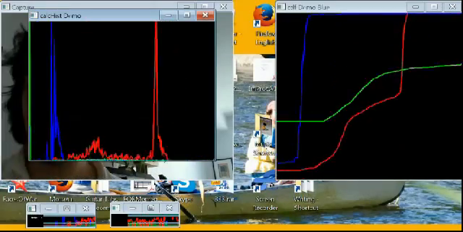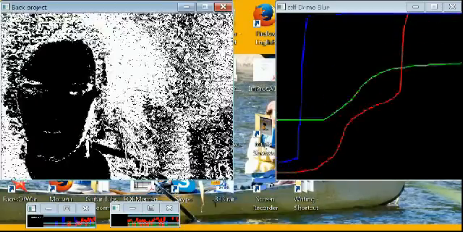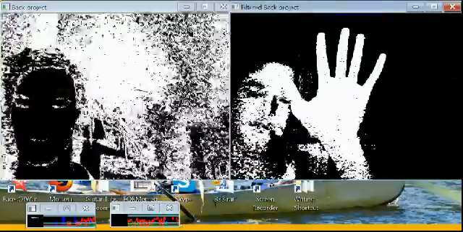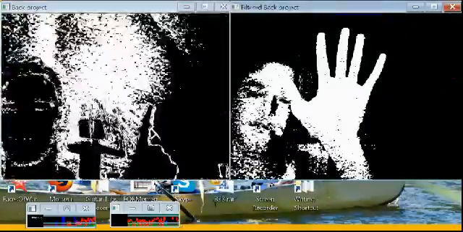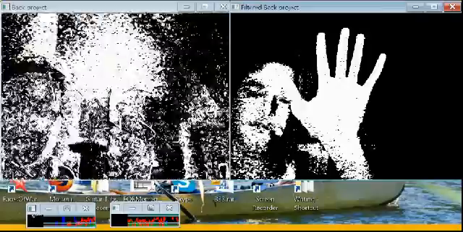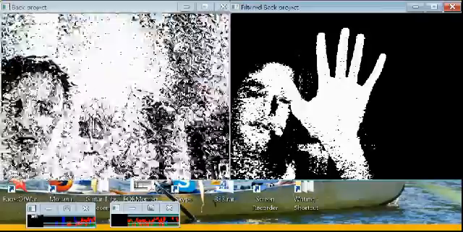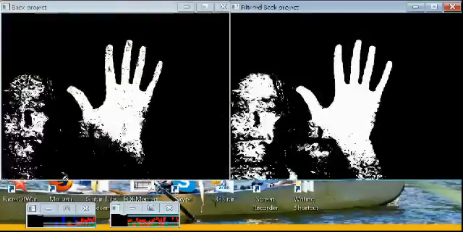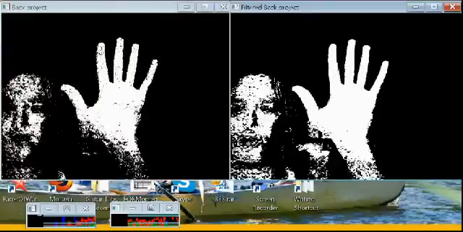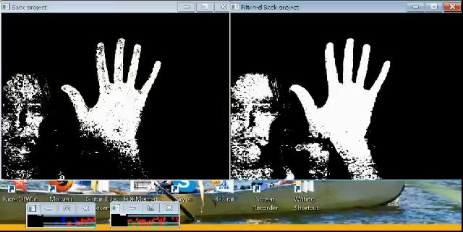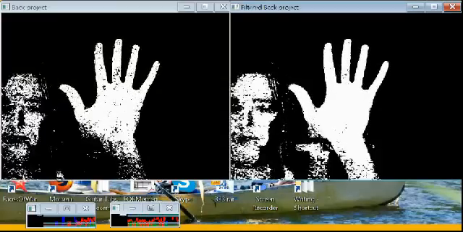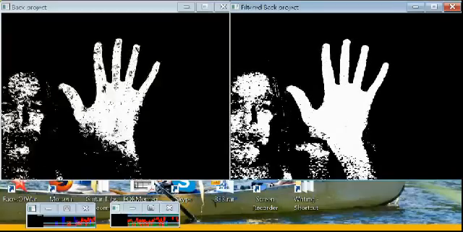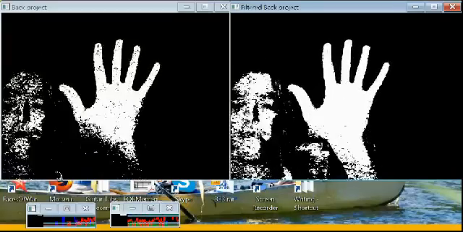Alright, now what this actually means in terms of the back projection, this is the back projection. It's taking the square that's in the middle here and back projecting it. When there's color similarities, shapes appear of that same color. So when I put my hand in it, you can see that my hand and my face get highlighted because they're of similar color, and on the right hand side you can see the back projection with the filtered histogram.